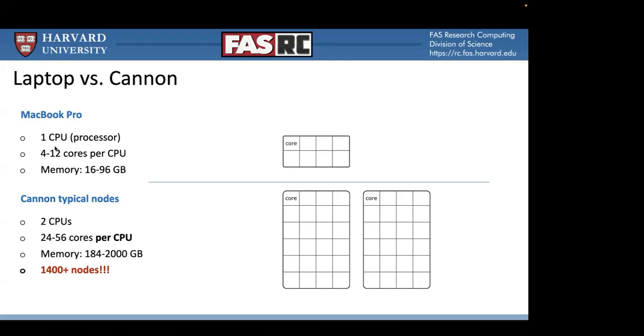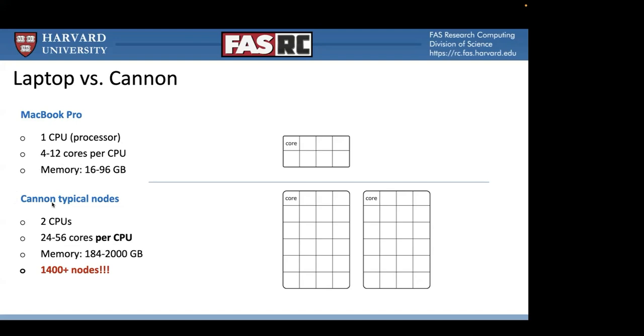In the CPU, you're going to have a bunch of cores. And the cores are what actually do each of the individual instructions anytime you try to do something on your computer, when you open up a browser, when you open up a program, or when you're doing anything at all. So one CPU has 4 to 12 cores, and for the amount of memory that I have available, it's probably going to be anywhere from 16 to 96 gigabytes.